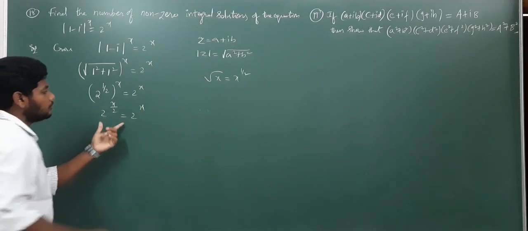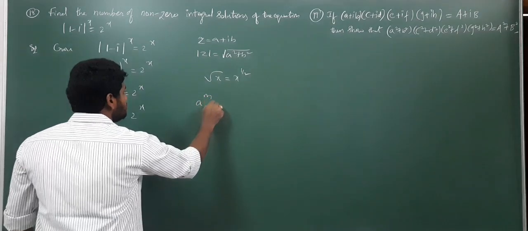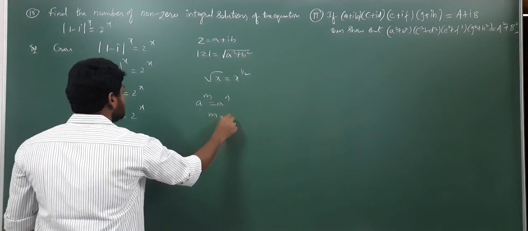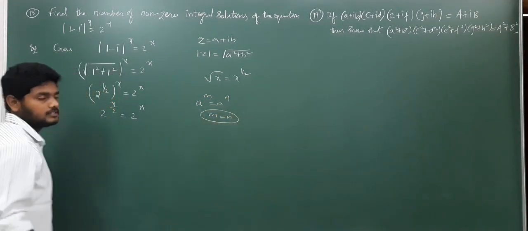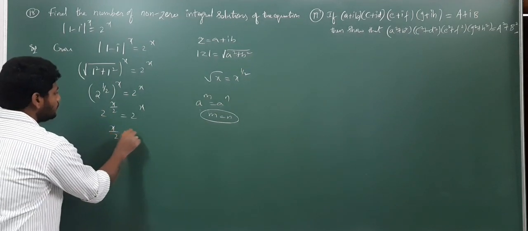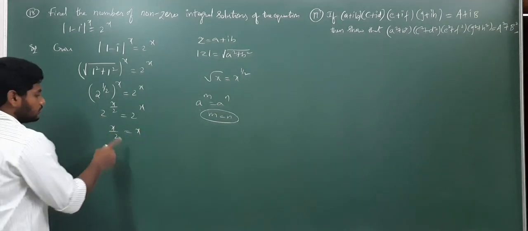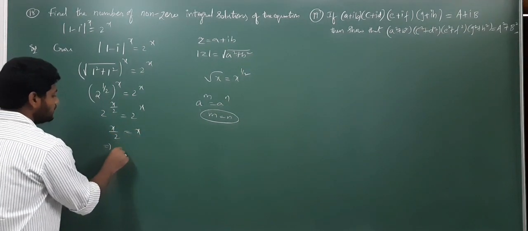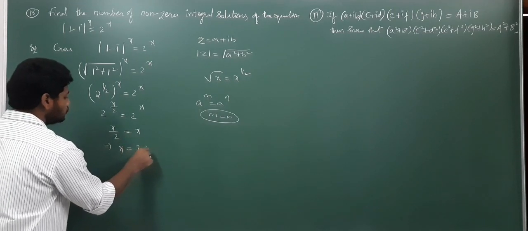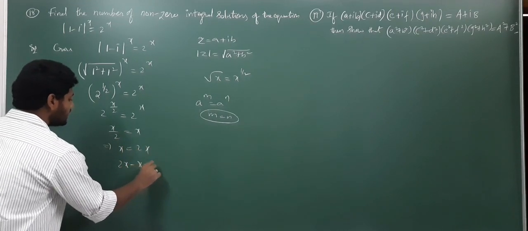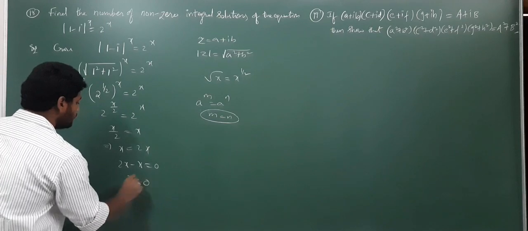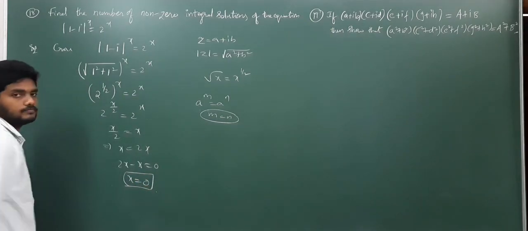Here it is in the form of a power m is equal to a power n, which tells that m is equal to n. Like that here x by 2 is equal to x. So if we send that x from the left hand side to the right hand side, x is equal to 2x. So 2x minus x is equal to 0. Then finally x is equal to 0.